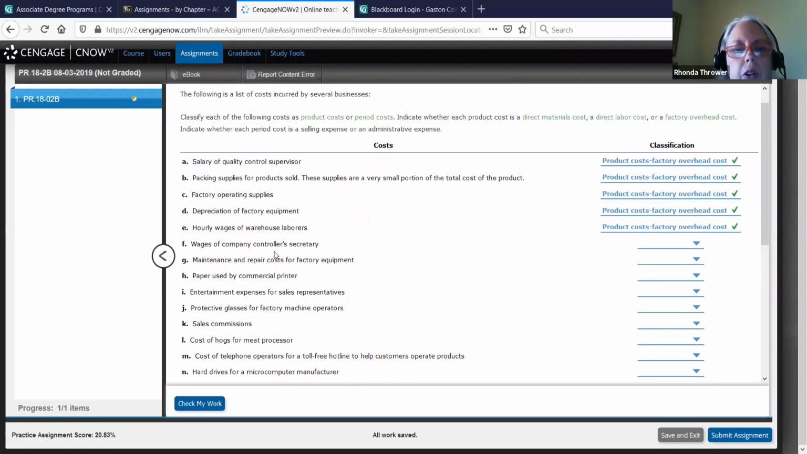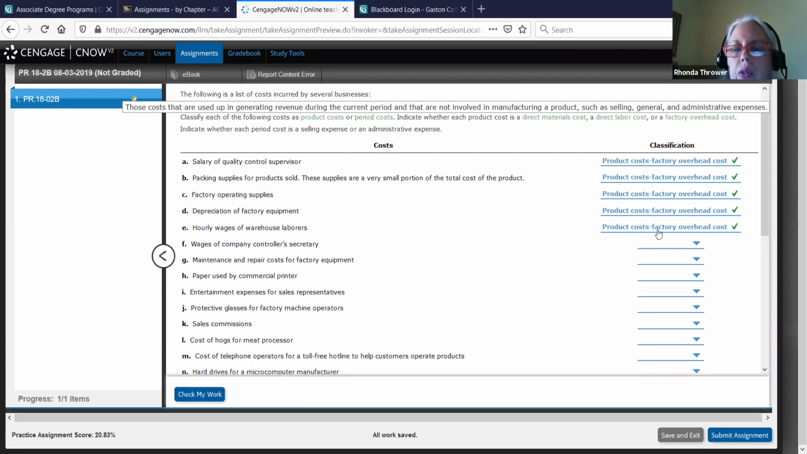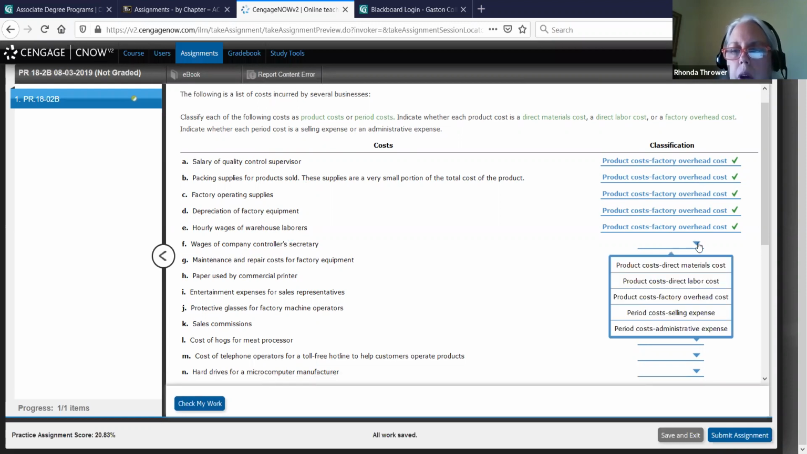Wages of a company controller secretary. Now, these are wages that we would have to pay to the controller secretary, and these would be considered to be administrative expenses. So they are not really product cost at all. This would be considered a period cost, and it is an administrative expense.